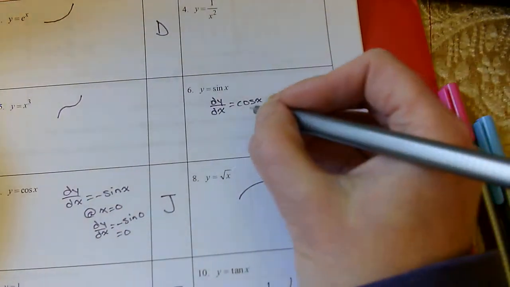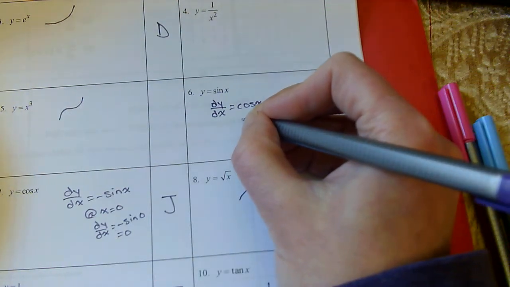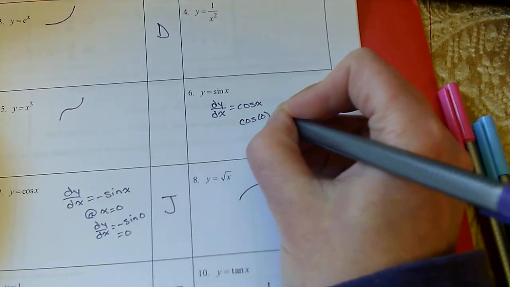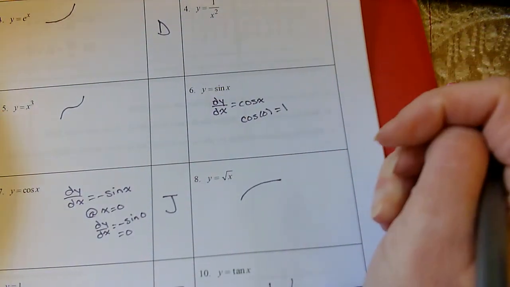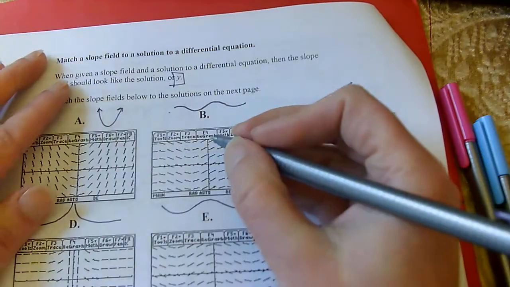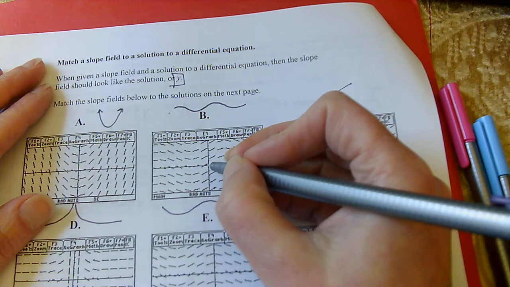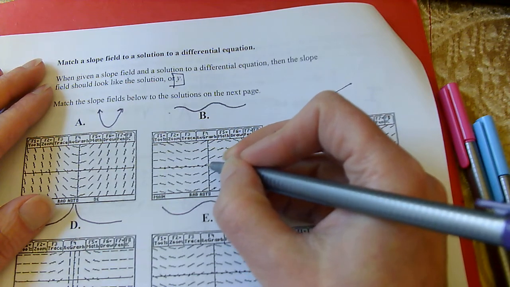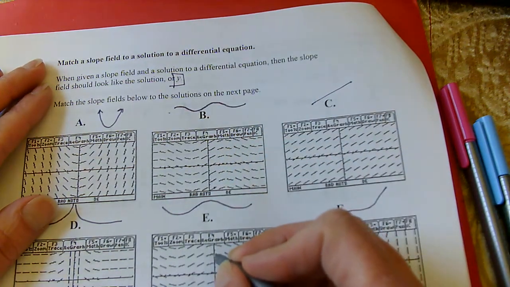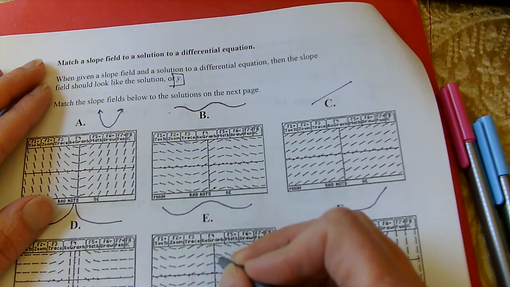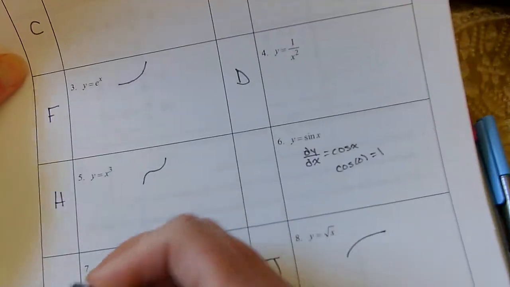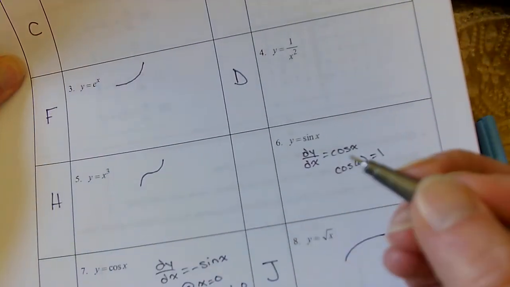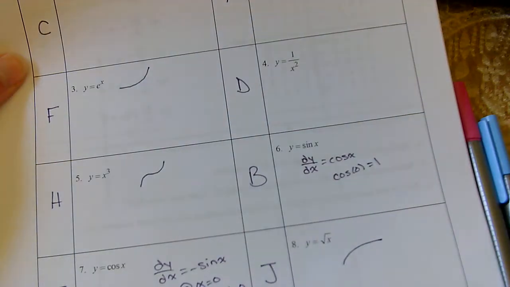Over here, cosine of 0 is 1. So I can tell the difference by looking at the slope when x is 0. When x is 0 here, it looks like we have a positive slope. When x is 0 here, it looks horizontal. So this has got to be the one that had a slope of 0. And then this was the one that had a slope of 1.